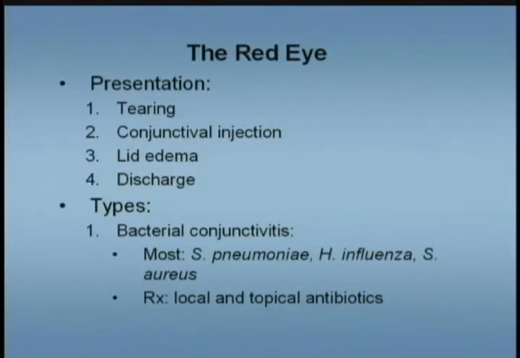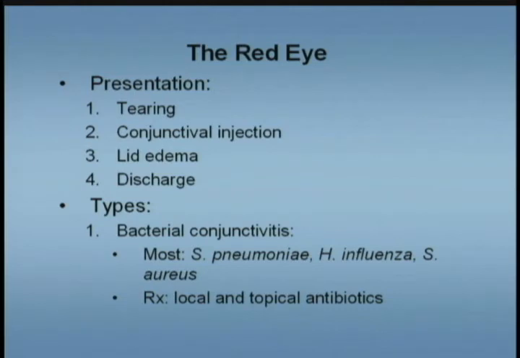A lot of people talk about pink eye. We really don't like to call it pink eye. We'll call it the red eye, and there are a lot of different things that can cause red eye or conjunctivitis. They present with tearing. They can have conjunctival injection or even a subconjunctival hemorrhage at times, and they can have lid edema and eye discharge. It's hard to tell the difference sometimes between bacterial and viral conjunctivitis.